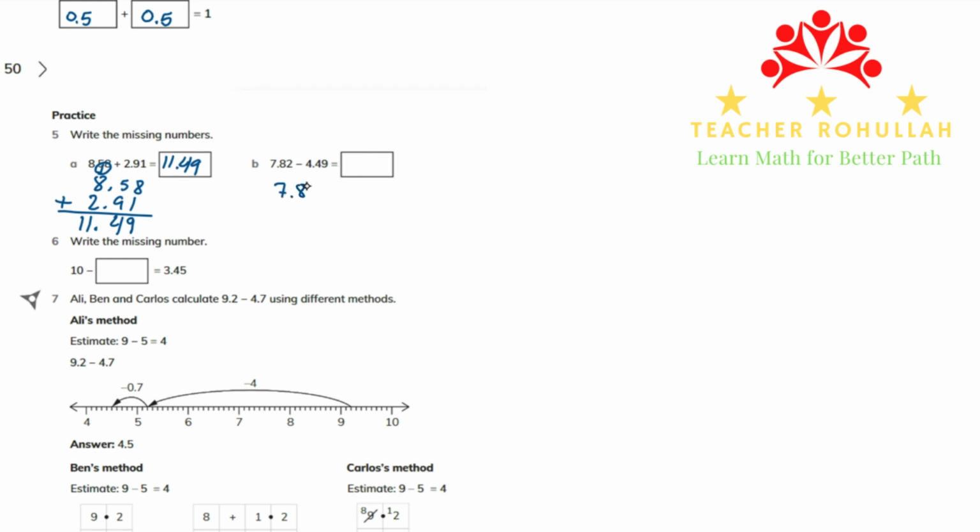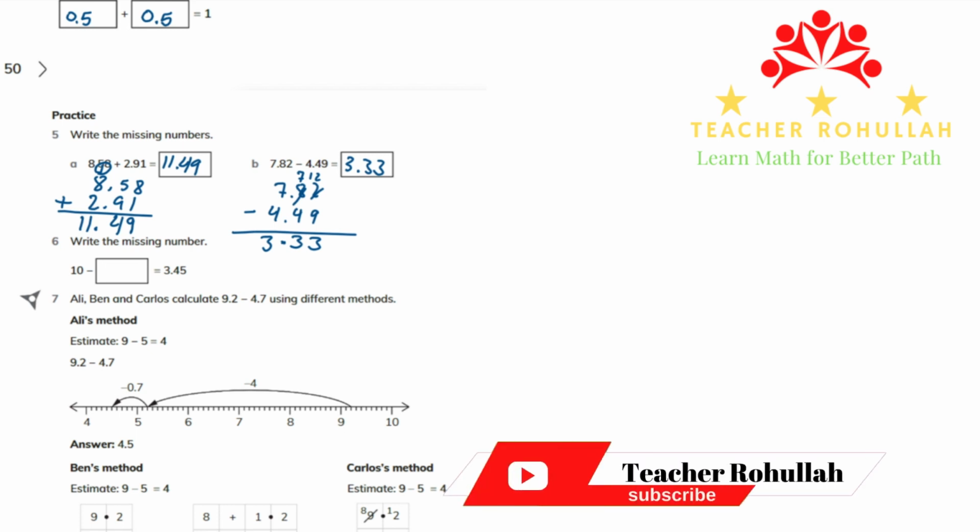So 7.82 minus 4.49. Here we can see that in the hundredths place, in the second number, we have 9. 9 cannot be subtracted from 2. We can borrow from the tenths place. So in the tenths, we will have 7 and 12 in the hundredths place. 12 minus 9 is equal to 3. 7 minus 4 is also equal to 3. We bring down the decimal point, and 7 minus 4 is 3. So the answer we get is 3.33. The answer is 3.33. Well, we are done with question 5.